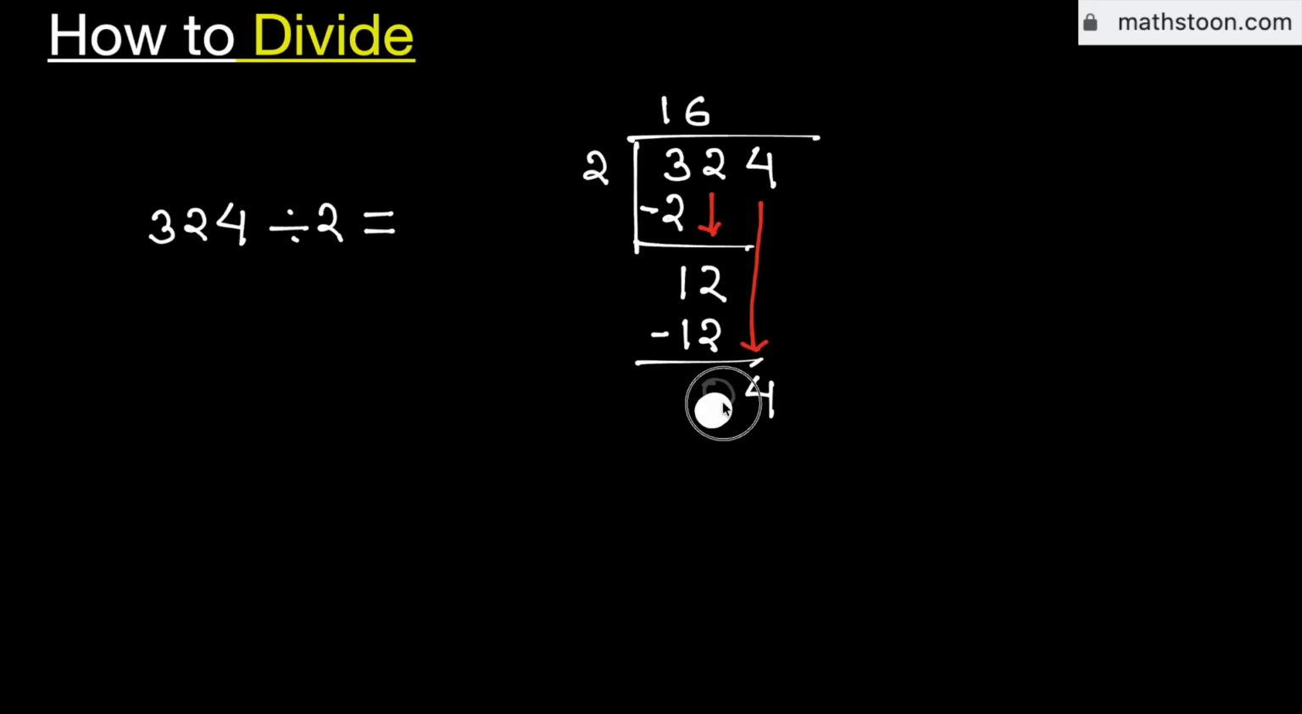So remove this 0 and we know that 2 times 2 is equal to 4. Subtract, we get 0. As we get the number 0 and we have no number to bring down here, so we will stop. Therefore, 324 divided by 2 is equal to this number 162. And this is our final answer.